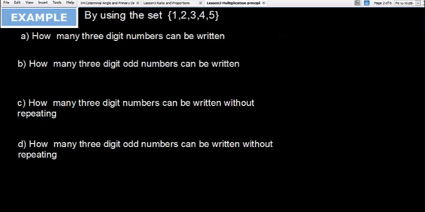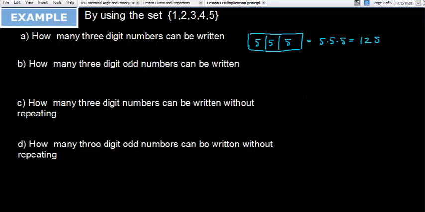Then here we have the set 1, 2, 3, 4, 5. How many three-digit numbers can be written? Like the previous one, we can draw three boxes again, and it is going to be 5 times 5 times 5, which is equal to 125. So 125 numbers can be written.